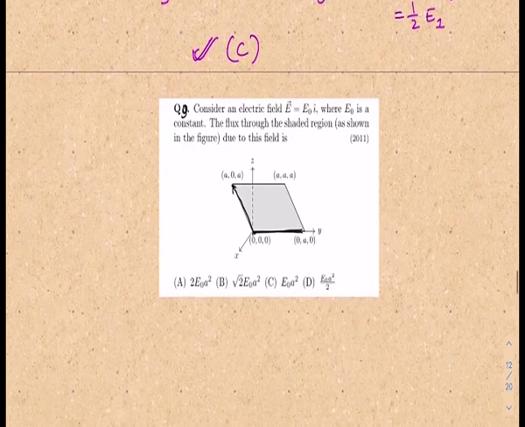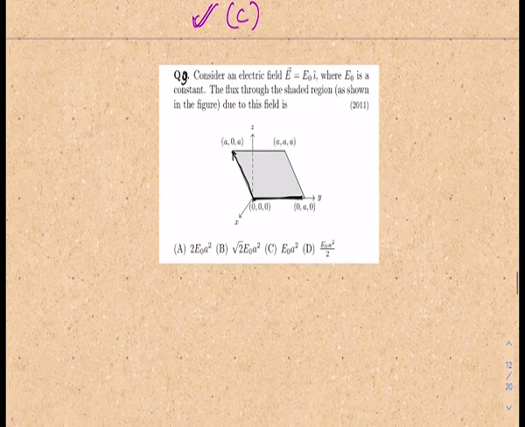Okay, finally let me do this problem. Consider an electric field E0 along the x direction. E0 is a constant. The flux through the shaded region as shown in the figure due to this field is what? That's what you have to find out. This was asked in 2011.